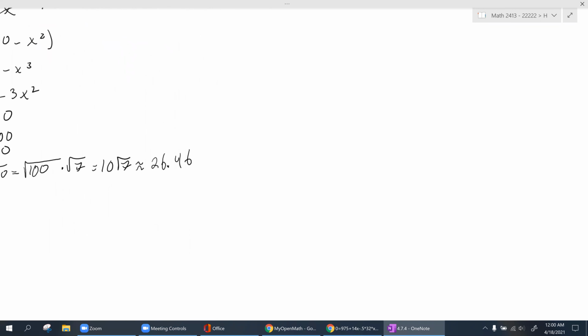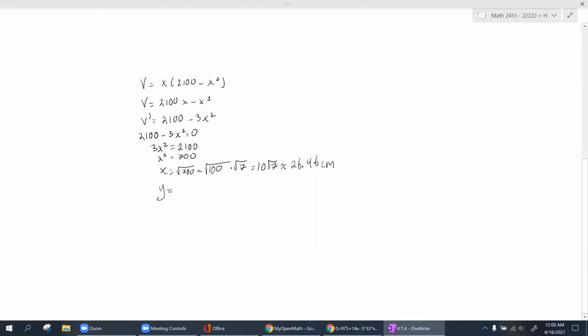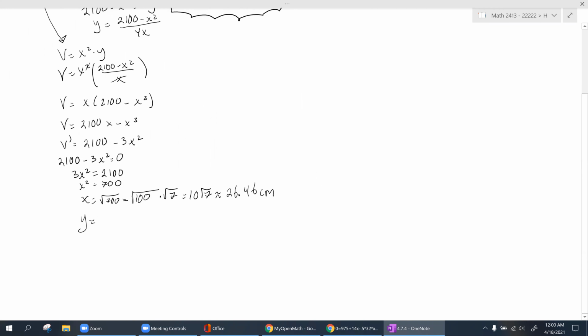We're worried about units too, so these are centimeters. This is just the distance, in centimeters, so this is the base of that box. It's 26.46 centimeters. You can find the height of the box because you found a formula for this, which was y is equal to 2100 minus x squared over 4x. Let's plug that in.